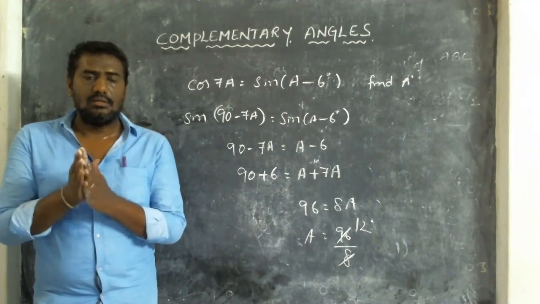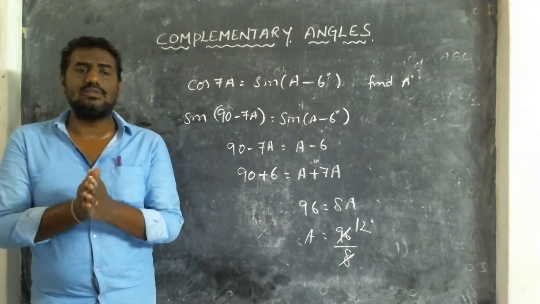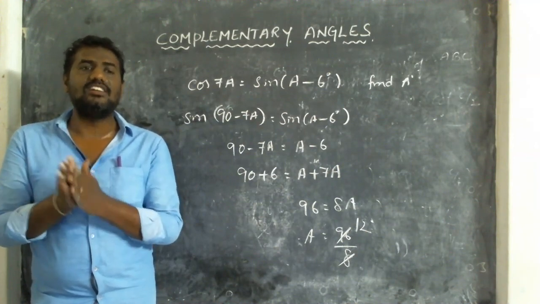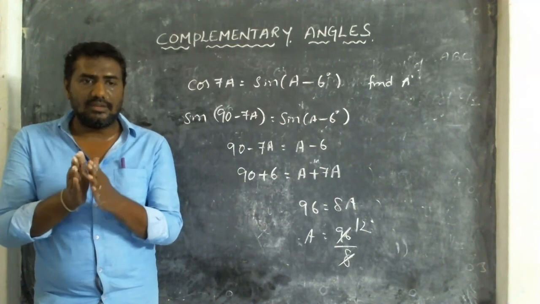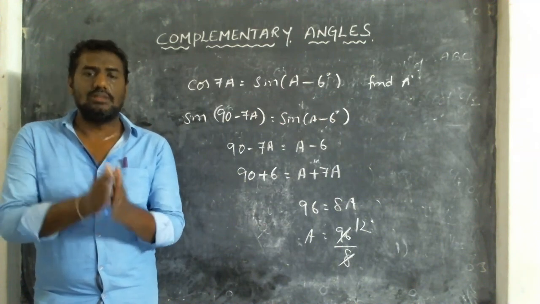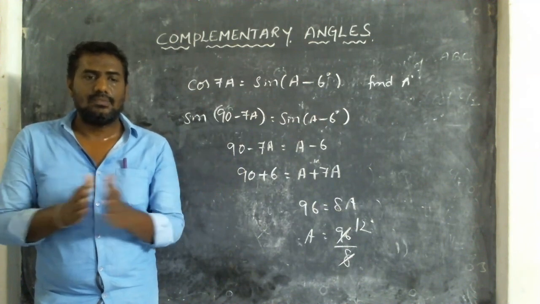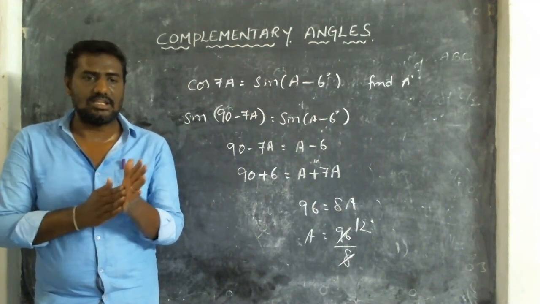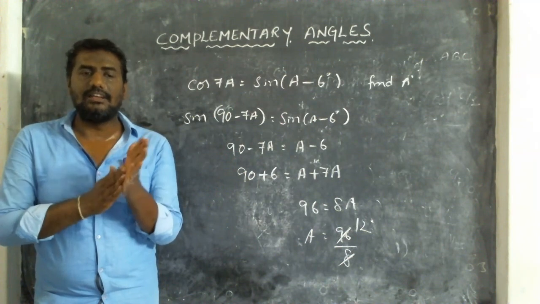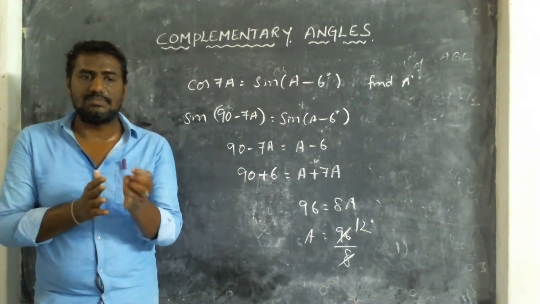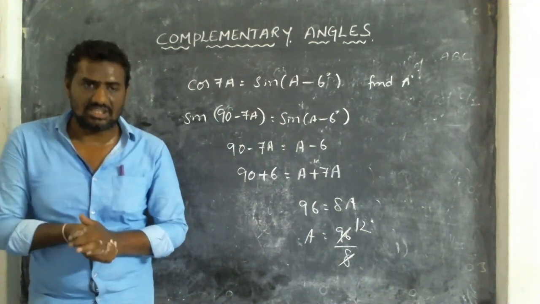Okay, children? So in the next session, we'll go for trigonometric identities. I hope that with this you have understood the complementary angle exercise. Okay, shall we go for the next session? That is trigonometric identities. We'll take a few minutes break and then we'll start the next session. Get ready.